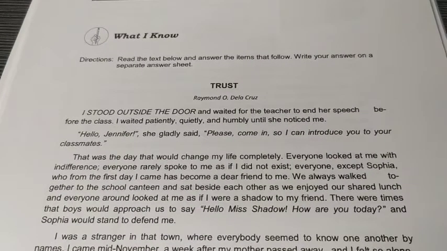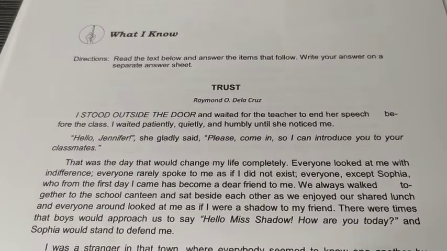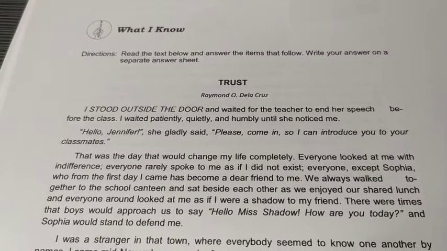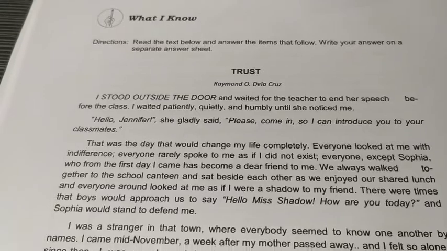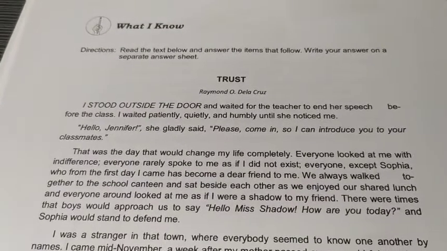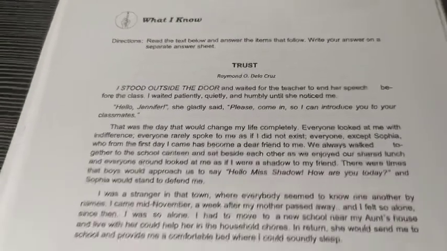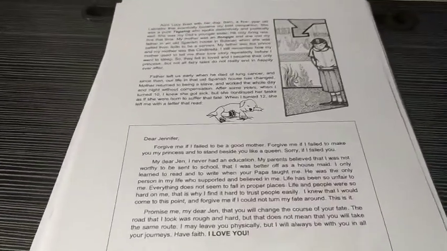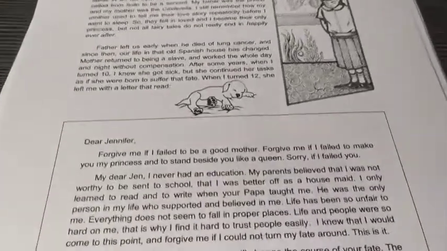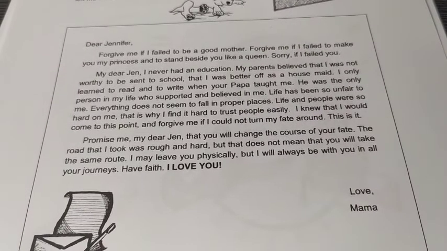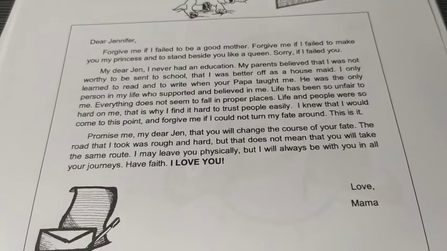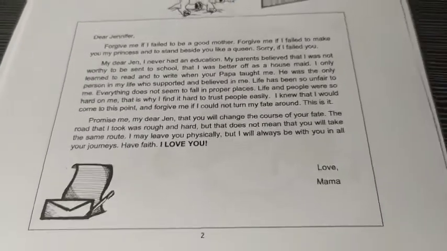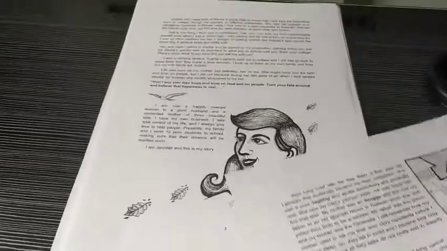So in the "What I Know" part, you will read the text below and answer the items that follow. Write your answers on a separate sheet of paper. We have here the text entitled Trust by Raymond O. de la Cruz. After reading those sentences, those paragraphs, it is followed by a letter. It is from her mama, and the receiver will be Jennifer. So you will read that until here.